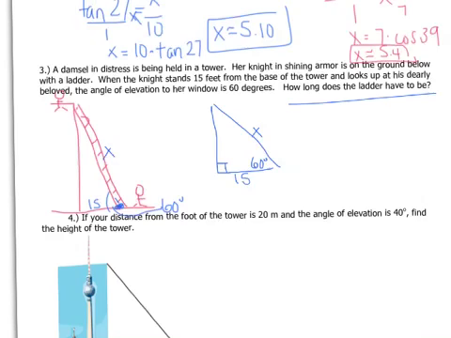Yeah, it's a 30, 60, 90, so we can certainly use our 30, 60, 90 rules. We would know that the long side is 15 radical 3, but I'm concerned about what the length of the hypotenuse is, so that would be 30. That would be the length of the ladder. But let's also do it the other way using our trig ratios.